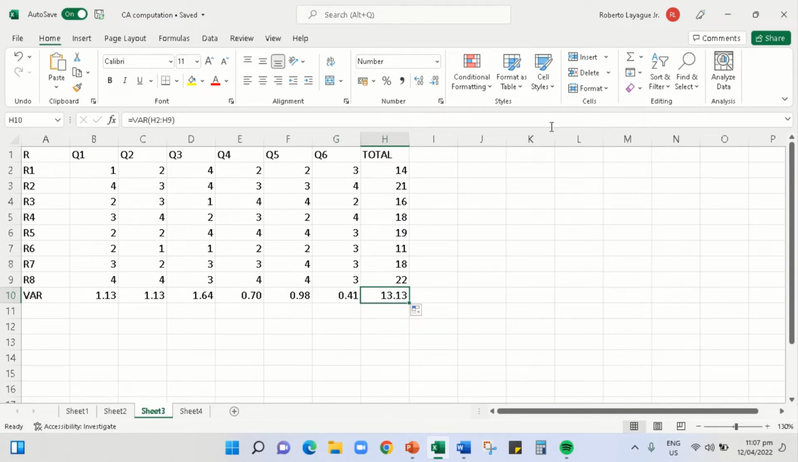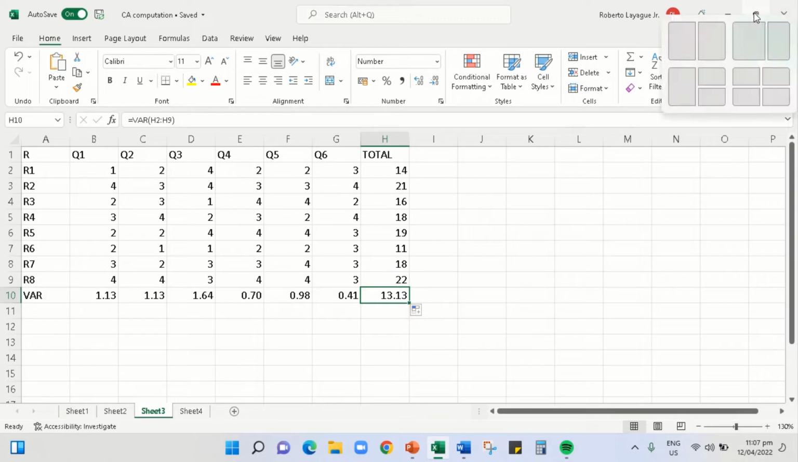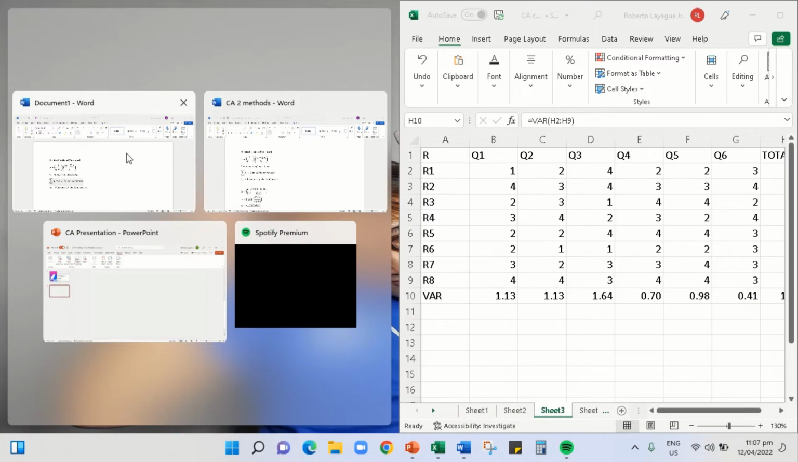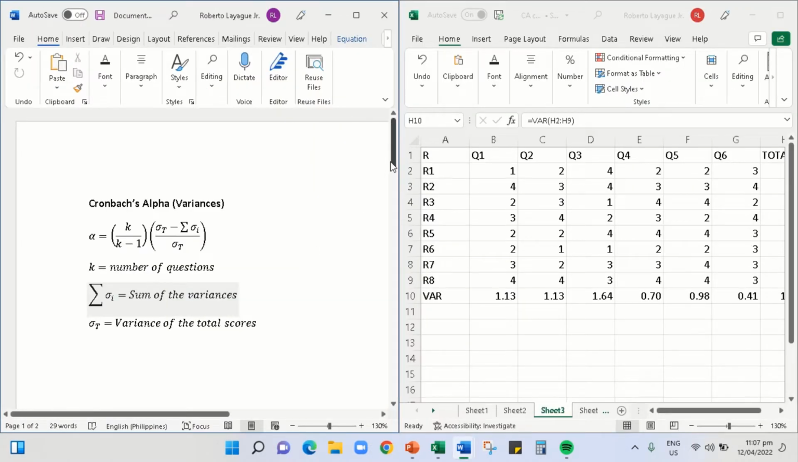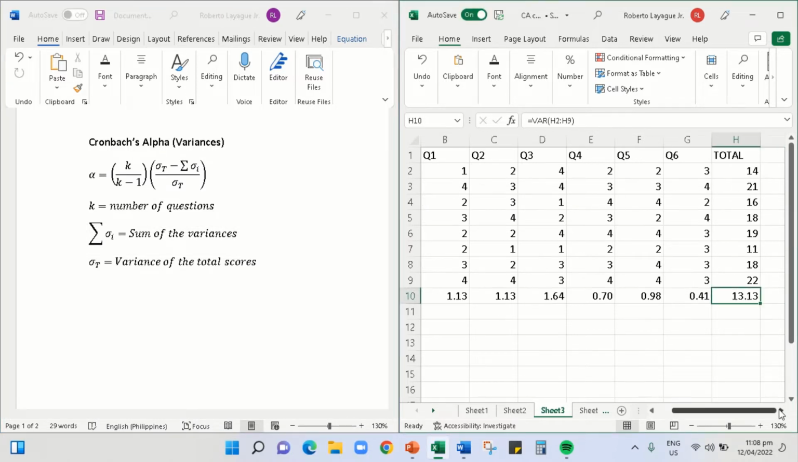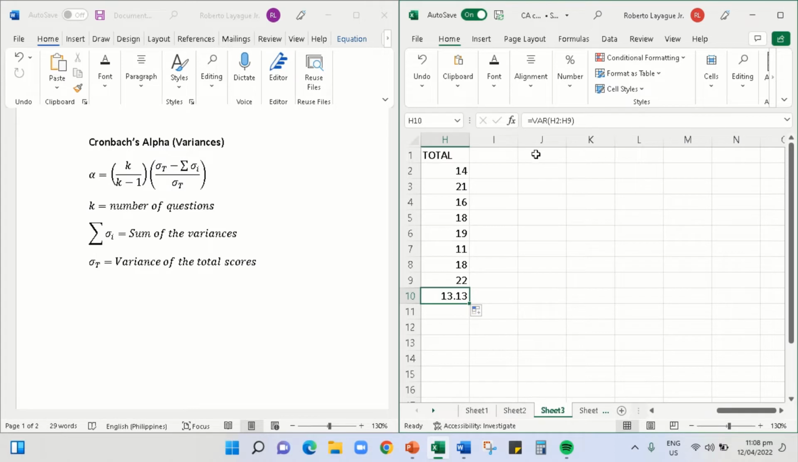Let me divide my screen into 2 so you can see this one. I'm using Cronbach's alpha variance formula. As you can see, the formula is alpha equals k, which is the number of questions, over k minus 1, multiplied by 1 minus the sum of the variances over the variance of the total. These are the denotations. Let's use our data in Excel.